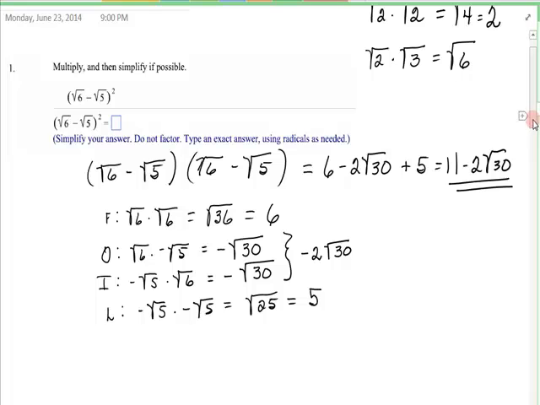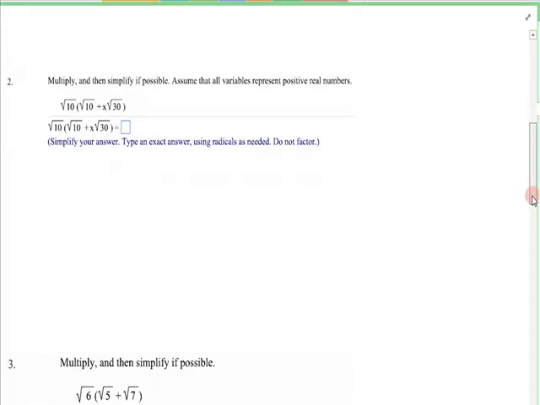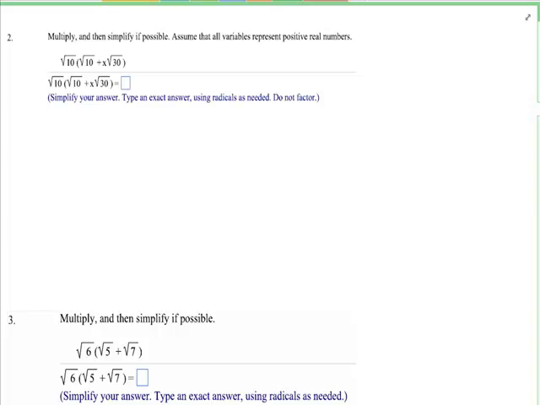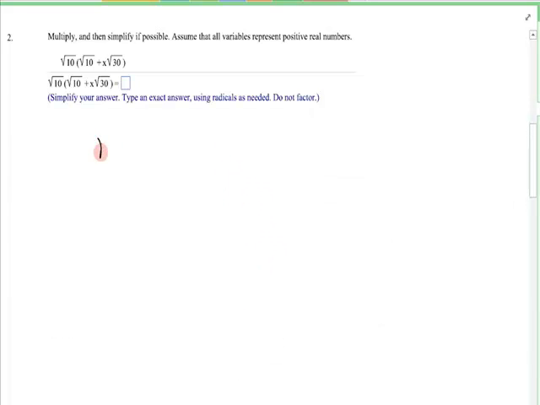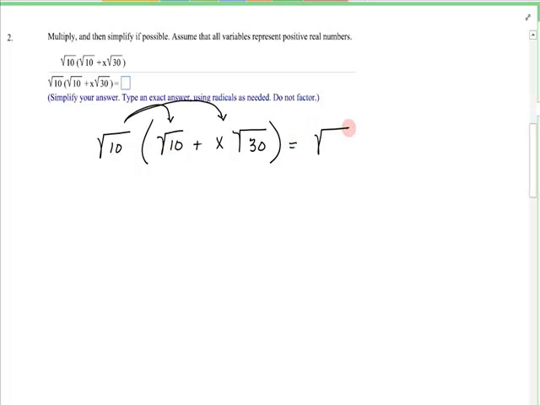Okay, let's look at another example. I have the square root of 10, parentheses, the square root of 10 plus x times the square root of 30. This time the kind of multiplication I'm going to do is not FOIL, it's distributive property. So I'm going to multiply the square root of 10 times the square root of 10, and that's going to be the square root of 100, or maybe you remember, that's 10.